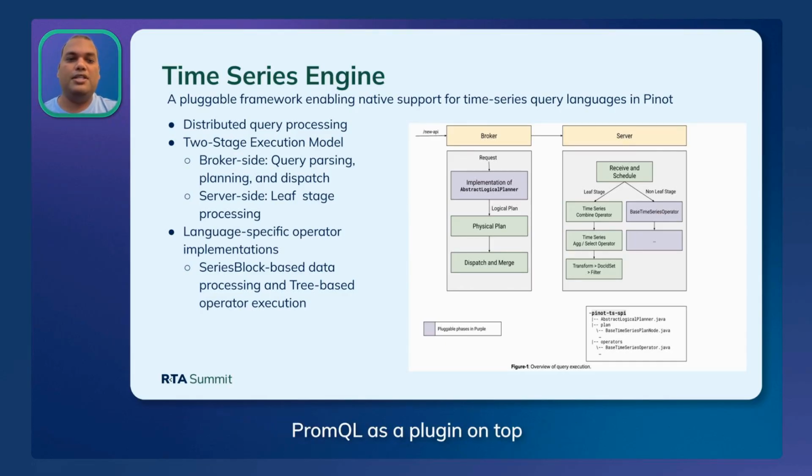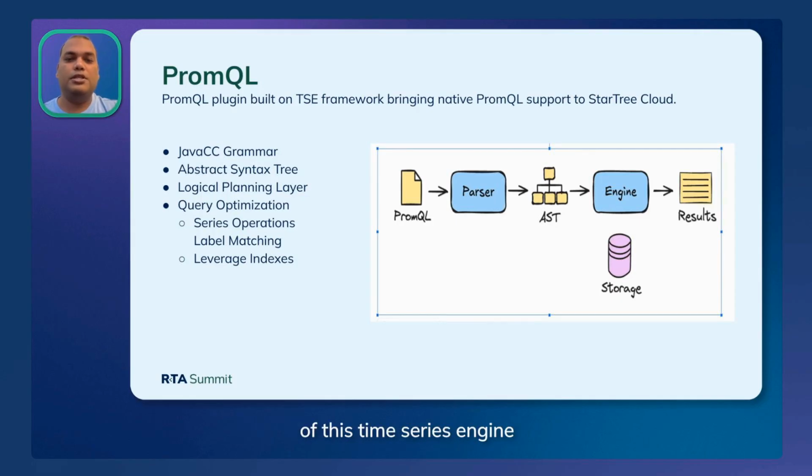We built PromQL as a plugin on top of this time series engine framework to natively run PromQL in StarTree Cloud. As part of PromQL, we built our own parser, which included a JavaCC grammar. Then we built an abstract AST tree out of it, and from the AST tree, we built a logical planner.